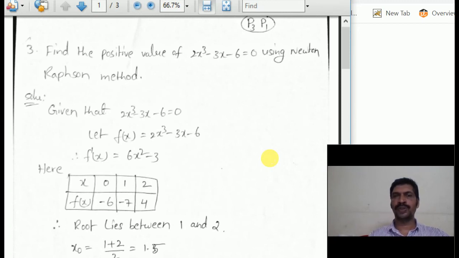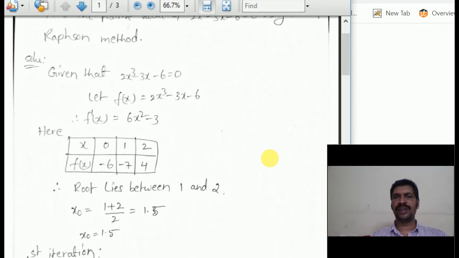We will compute the root lies between which values. At x equal to 0, f of x is minus 6. At x equal to 1, f of x is minus 7. At x equal to 2, f of x is 4. At x equal to 1, it is negative value. At x equal to 2, it is positive value. Therefore, the positive solution to this problem lies between 1 and 2.